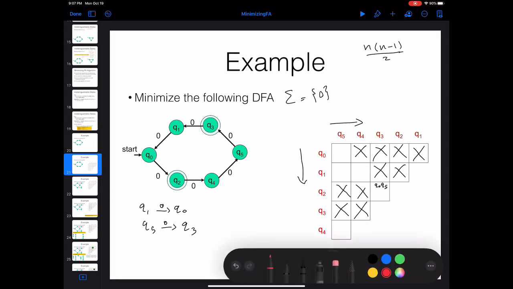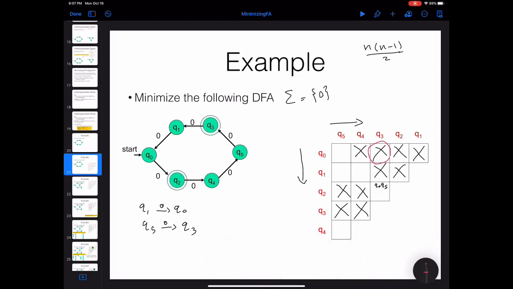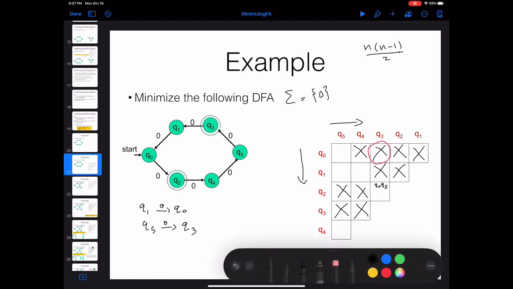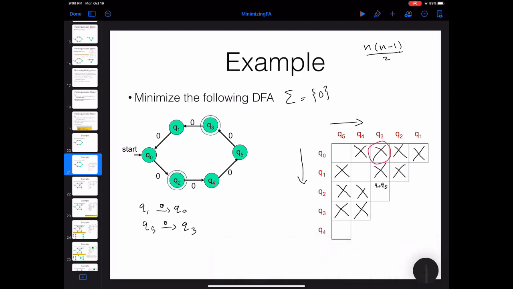Do I know anything about that? Let's refer to the table, Q0 and Q3. Yes, this cell has already been marked as not equivalent, or a distinguishable pair. So I can just fill the table and say that they are not equivalent.